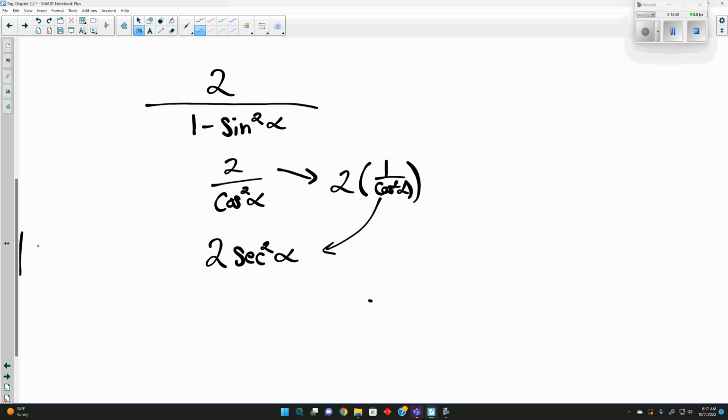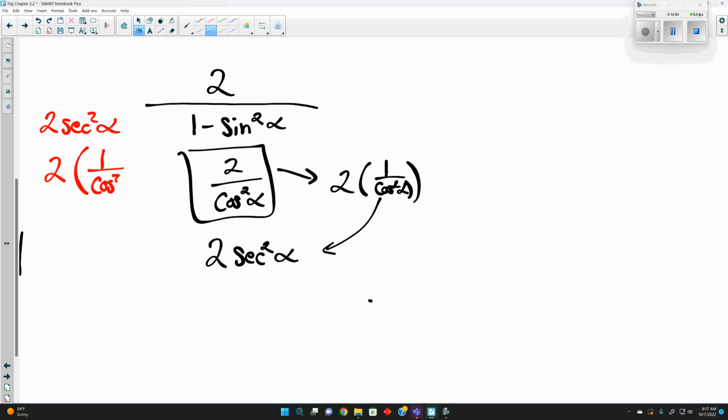Because even if you got to here and got kind of stuck on how to do that, well, the other side we had was what? 2 secant squared of alpha, yes? Well, that's going to be times, now I've got the 2 sides to be the same, and we're done. Does that make sense?